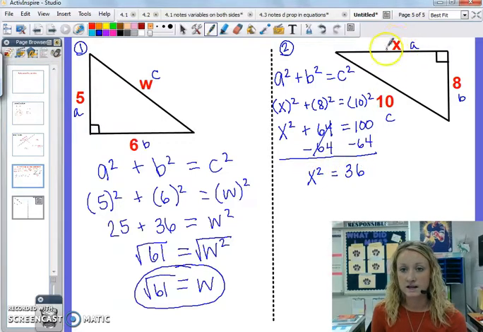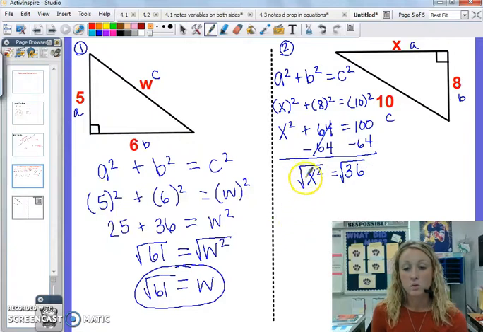Once again, I wasn't asked for x squared, I just want x. So to get x alone, I have to take the square root. But I have to be fair on both sides. So the square root of x squared is x. This time, the number is a perfect square. I do know the square root of 36. It is 6.